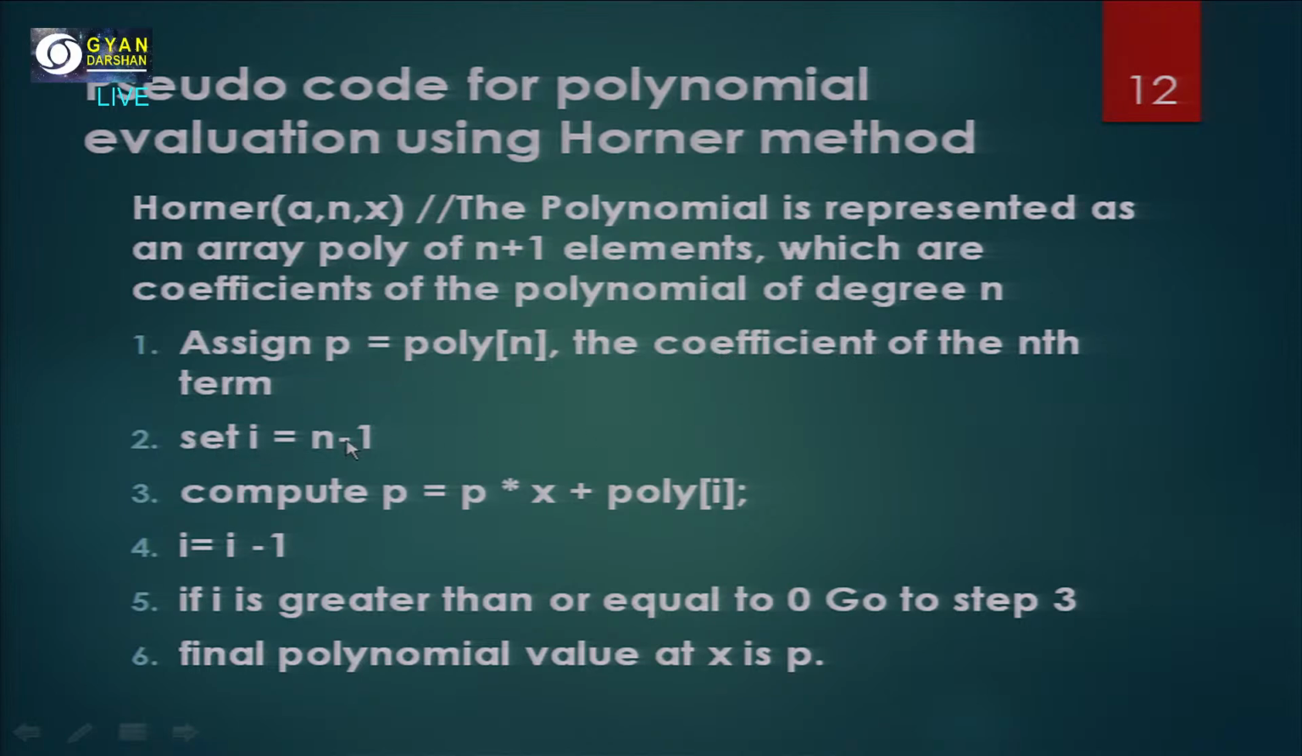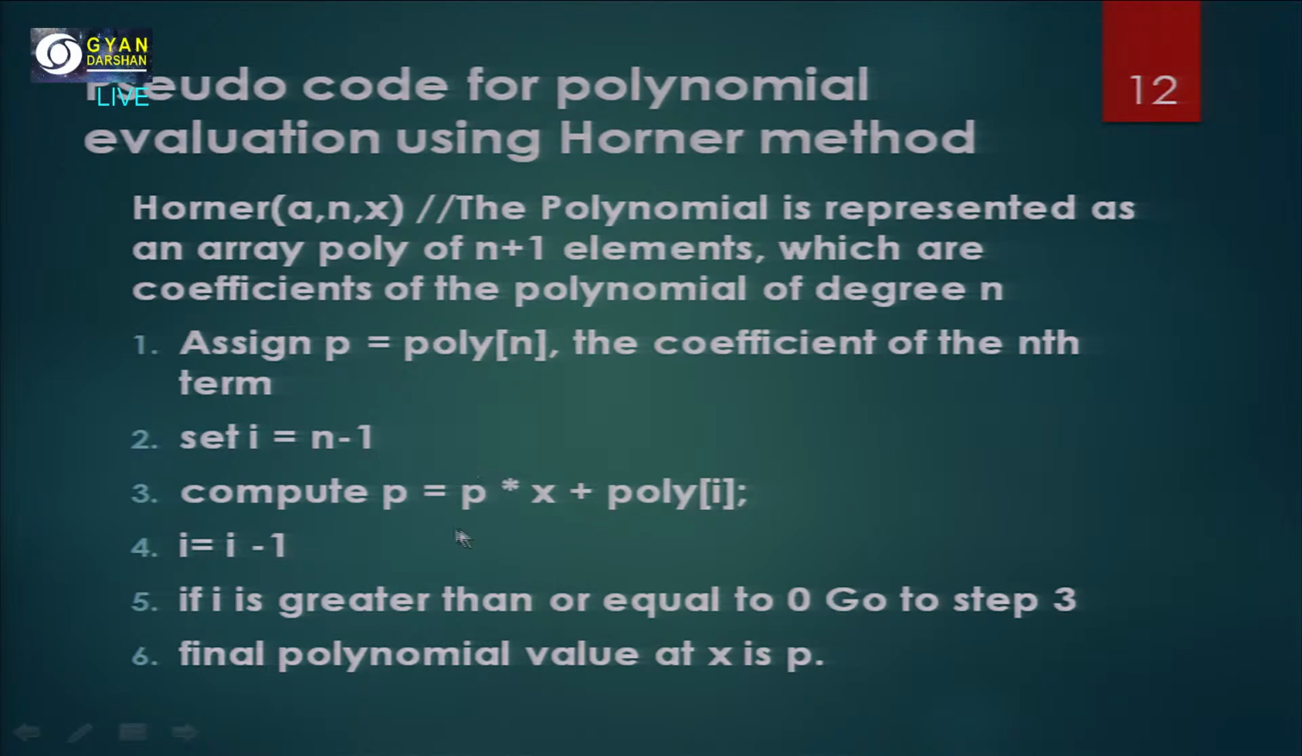Set i equals n minus 1. So now we will proceed with the value of n minus 1 and compute p into x, right? Now in this particular case, what are we computing? an multiplied by x plus poly[i], which in this case becomes the coefficient of n minus 1, because i is n minus 1. So what I am computing efficiently is an into x plus an minus 1. This was precisely the first term of Horner's rule, or Horner's method, right? And then we decrease i by 1.